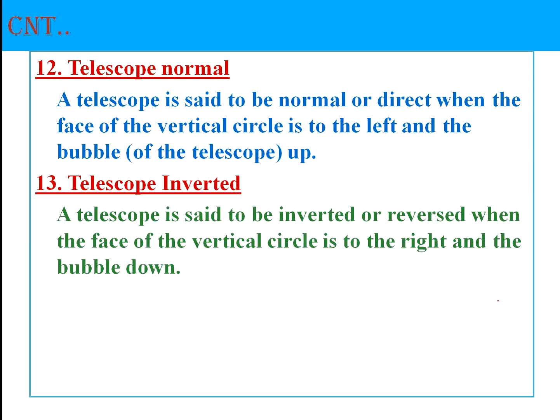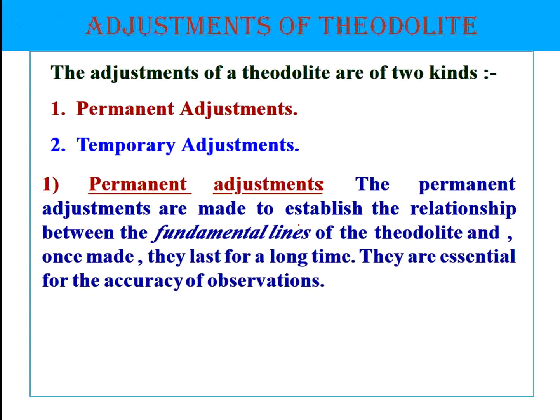Now, what is the telescope normal condition? The telescope is said to be normal if your vertical circle is to the left and your telescope's bubble is up. Now, the reverse condition, that means your vertical circle is to the right and your telescope is inverted, that condition is known as the telescope inverted condition. So those were the terms associated with theodolite survey. Now, coming to the adjustments of the theodolite. Mainly speaking, there are two types of adjustment, permanent and temporary adjustment.